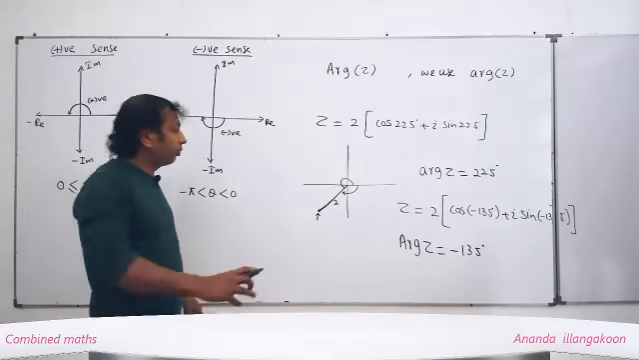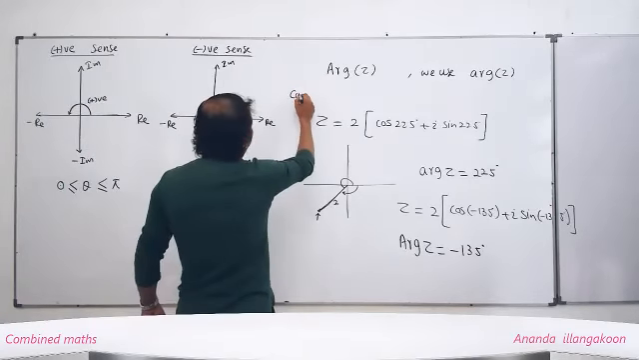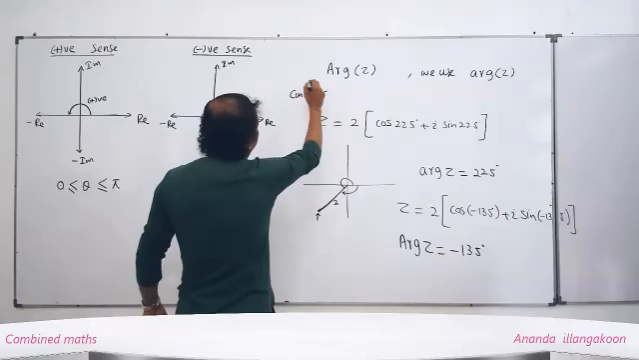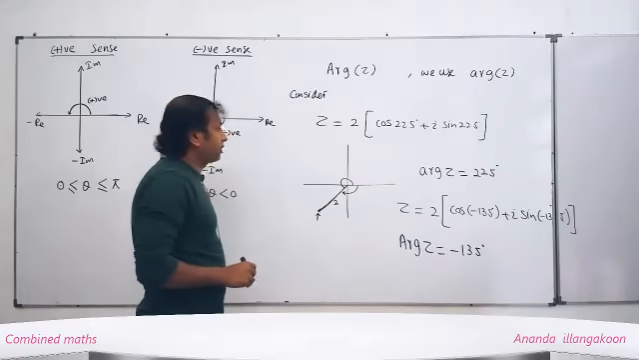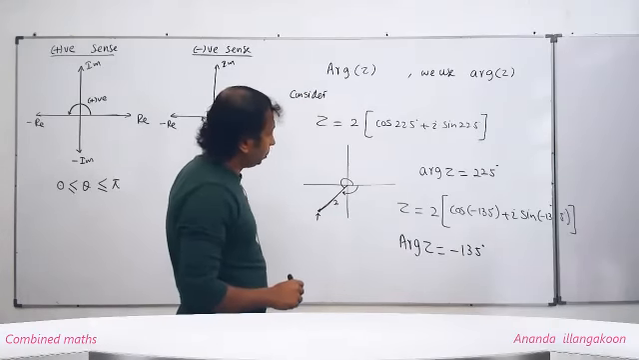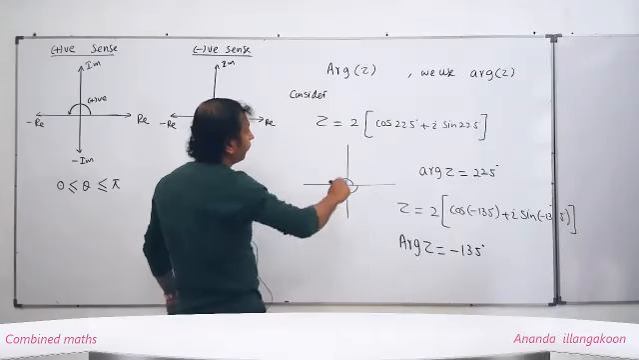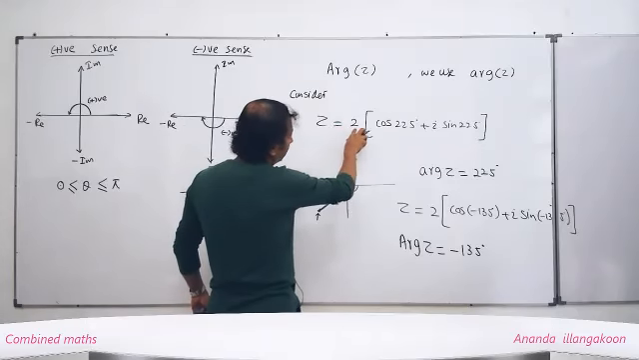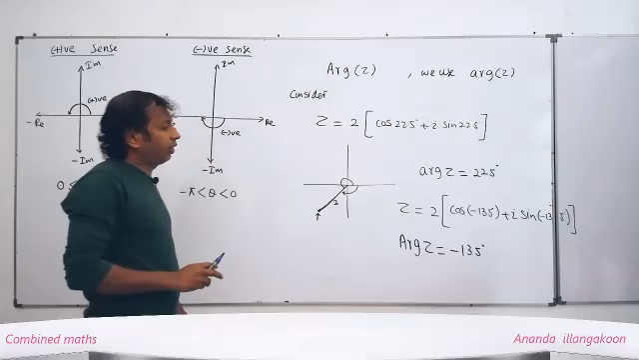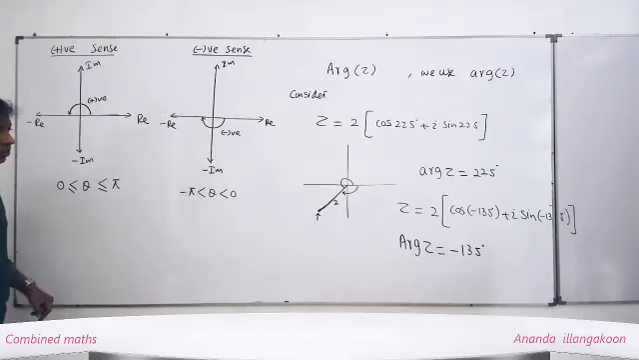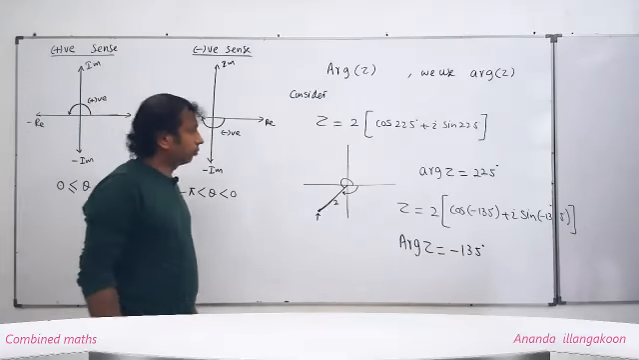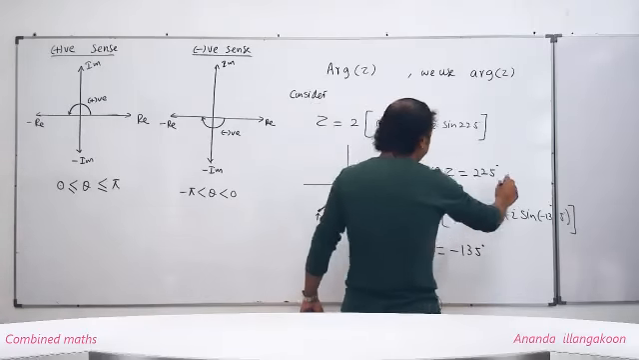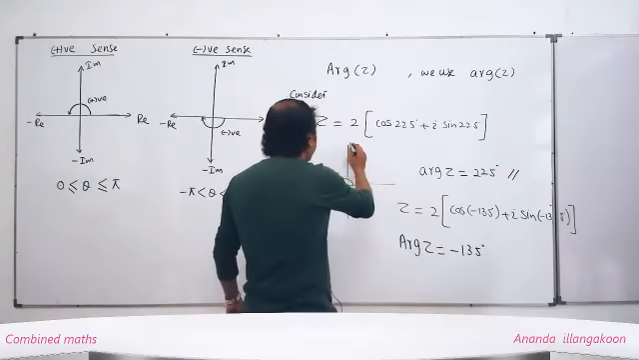Right. Come to this, people. Consider the complex number 2 times cos 225 plus i sin 225. Now draw this diagram.